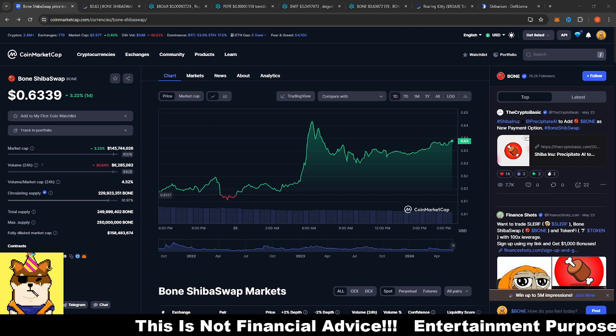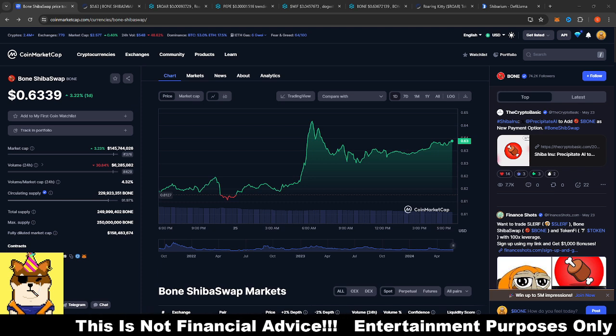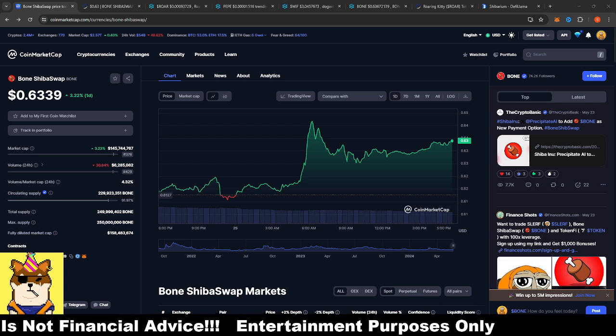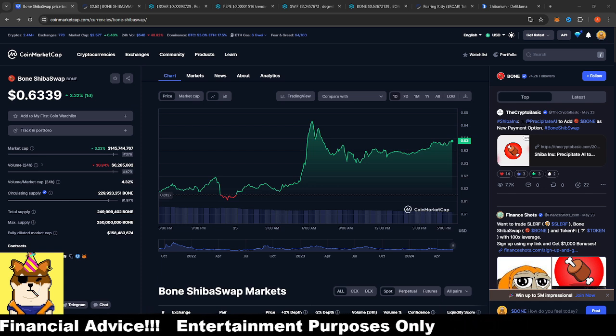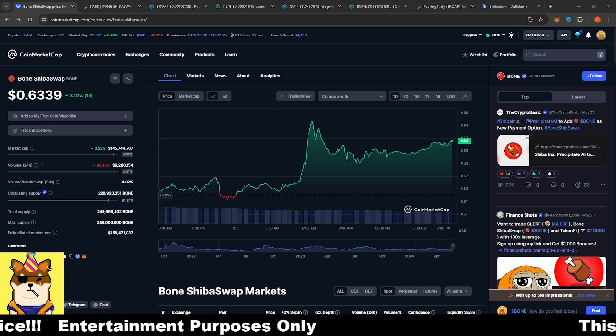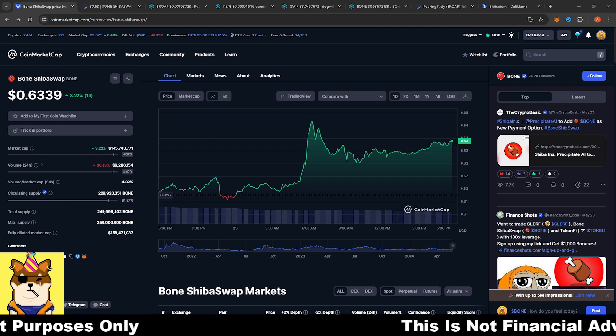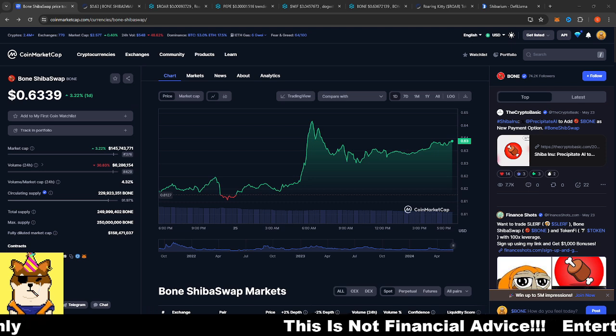But the comparison is always like, oh, Pepe is going to the moon, or Dogwifhat is going to the moon, or some other token is going to the moon, but Bone is not doing a thing. And the simple answer to this, guys, is the way that Bone is marketed as a utility token. So in order for it to go up or have some nice spikes, it needs the utility to come out. And so we're going to break it down in this video.